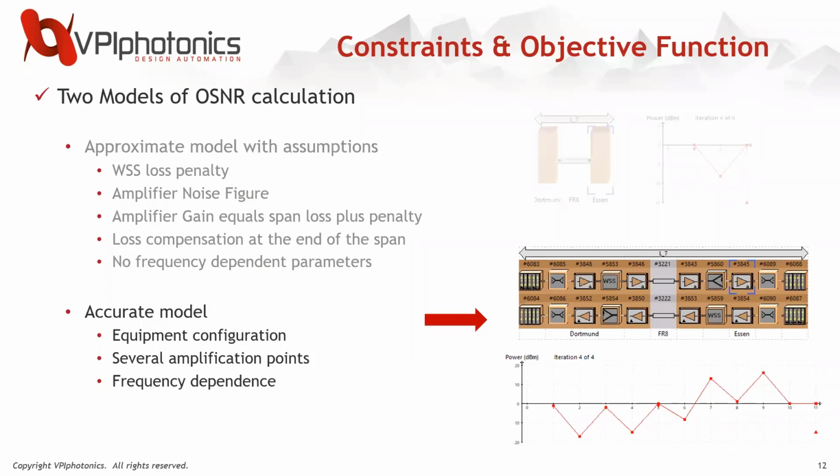The exact model, on the other hand, accounts for the detailed equipment configuration. It includes not only add-drop equipment loss and booster amplifiers, but also frequency-dependent parameters such as fiber loss and amplifier gain.